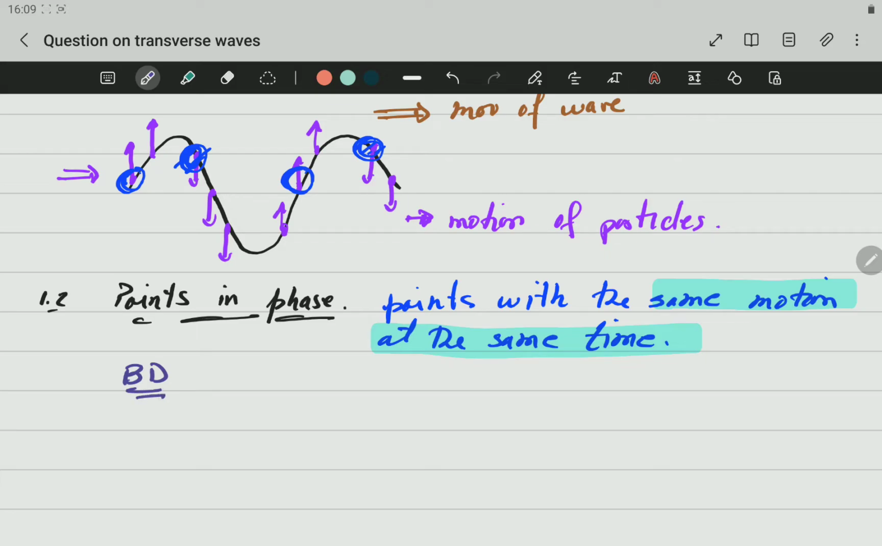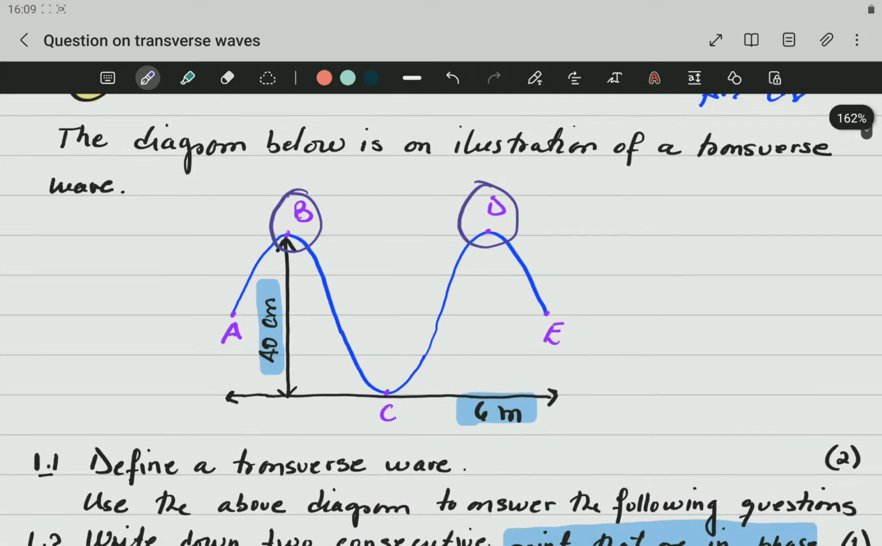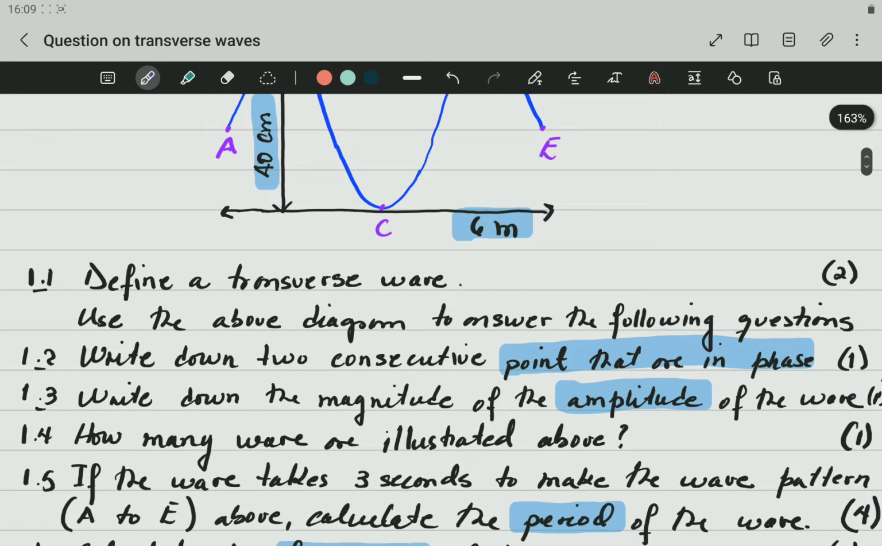Those are 2 points that are in phase, and are the only 2 points in phase in this diagram. A and E could be in phase, but this is also called rest position. So I prefer to say B and D. So let's go to question 1.3.